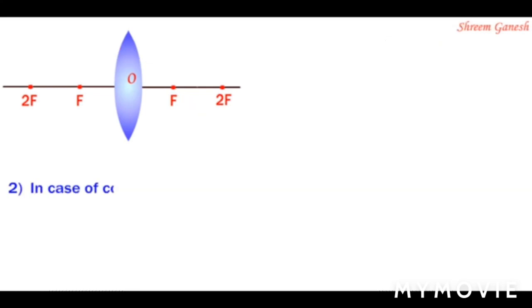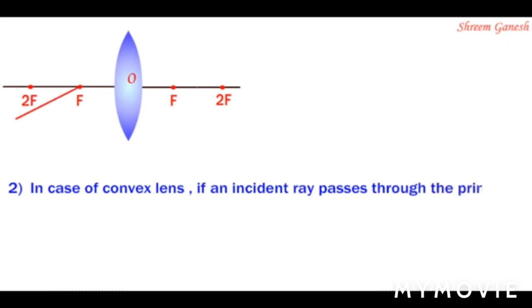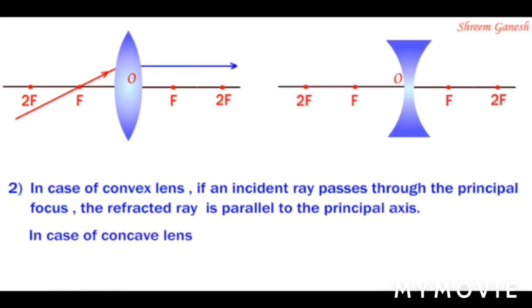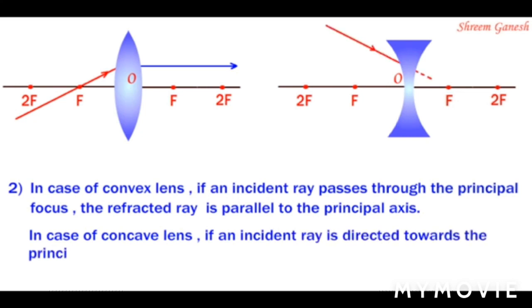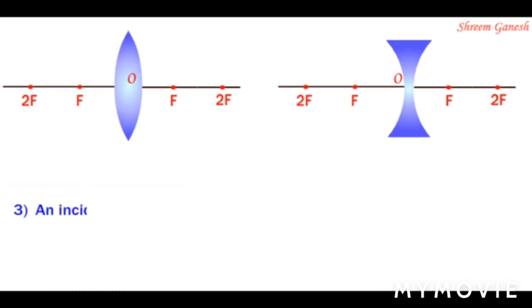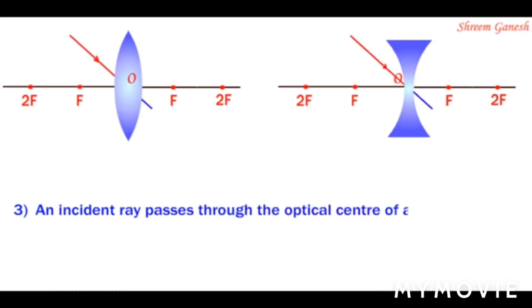Number 2. In case of a convex lens, if an incident ray passes through the principal focus, the refracted ray is parallel to the principal axis. In case of a concave lens, if an incident ray is directed towards the principal focus, the refracted ray is parallel to the principal axis. Number 3. An incident ray that passes through the optical center of a lens suffers no deviation.